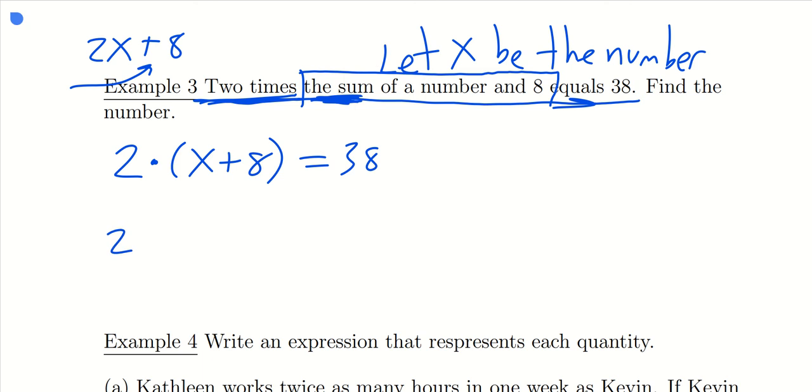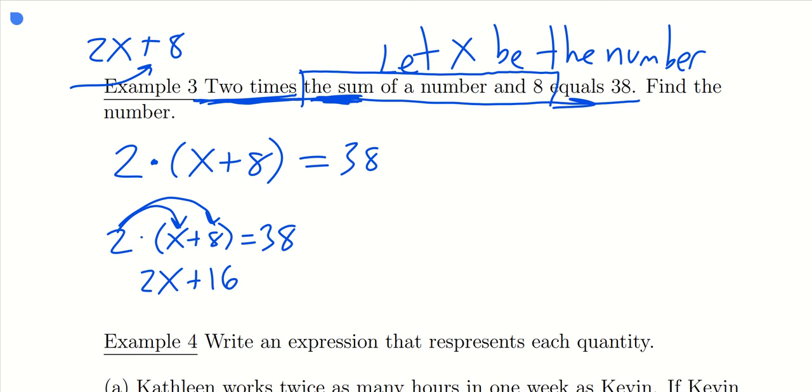In order to solve this equation, step 1 says to simplify both sides first. That left-hand side can be simplified by distributing the 2 in. 2 times x is 2x. 2 times 8 is 16. Equals 38.